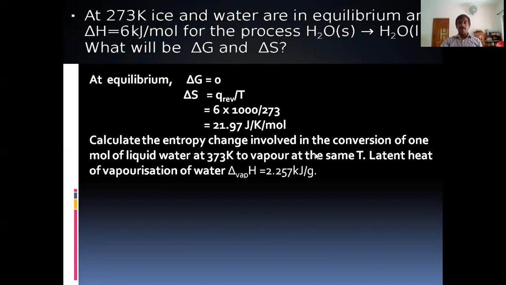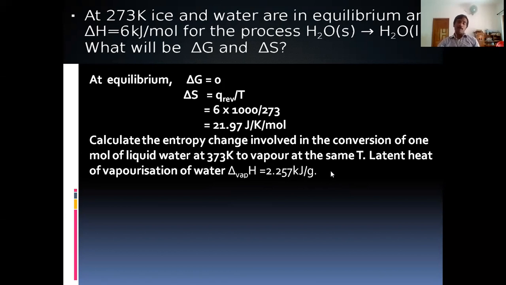Another question. Calculate the entropy change involved in the conversion of 1 mole of liquid water at 373 Kelvin to water vapor at the same temperature. Latent heat of vaporization of water, delta H vaporization, is equal to 2.257 kilojoule per gram. So here you listen, the unit is kilojoule per gram. But for the calculation, we require it in per mole. So if you want to calculate delta H vaporization per mole, you have to find it for 1 mole. It is water, isn't it? This value is for 1 gram of water.